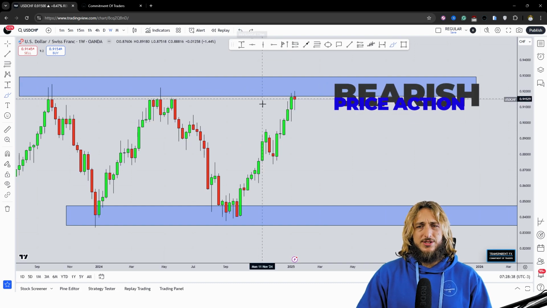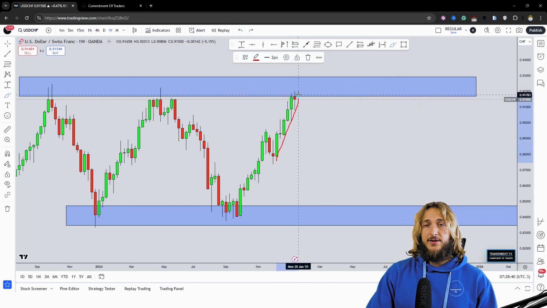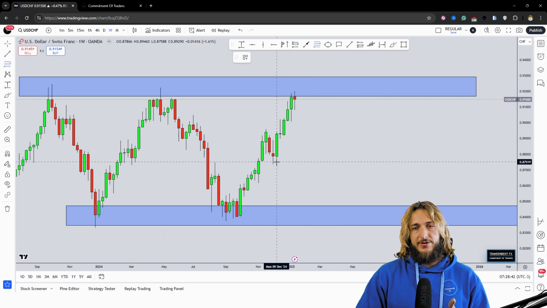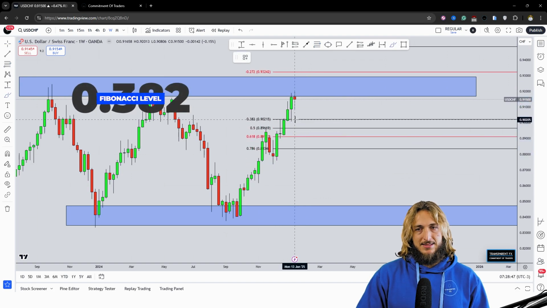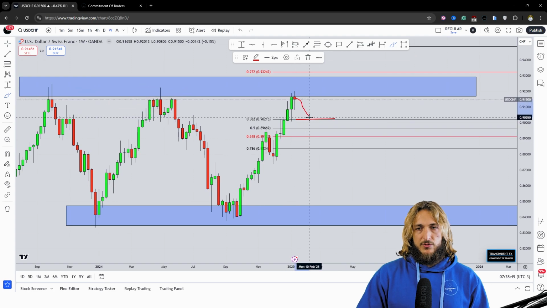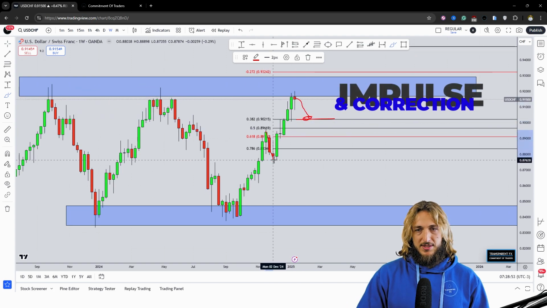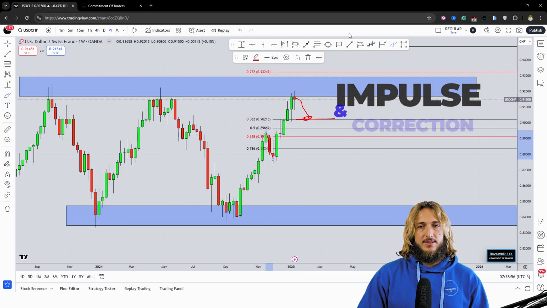We can also notice that if we take our Fibonacci from the low to the high of this impulse leg, we can see how we have a 0.32 correction at this level, meaning that there is the room for some bearish continuation for the market to create yet another correction, basically, as it has already done.